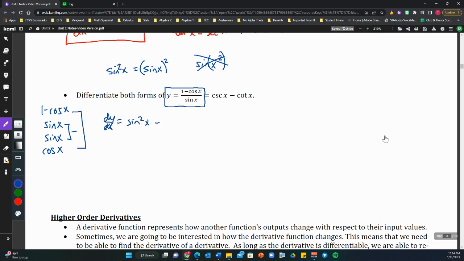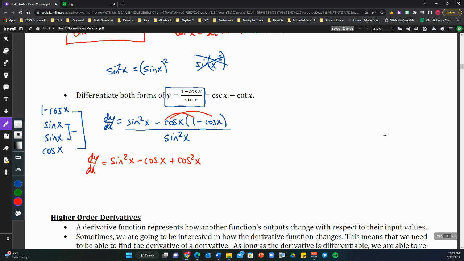But we have sine squared minus, I'm going to write this guy in the long form here, so cosine times that group of 1 minus cosine. I'm doing it that way just to show you what's going to happen here. And remember our denominator squared, it goes on bottom. So I need to distribute here. I'm going to send that guy into both of these. So we end up with dy dx equals sine squared of x minus cosine x, and then plus cosine squared x all over sine squared x.